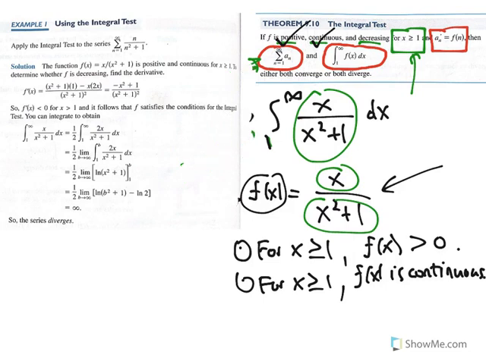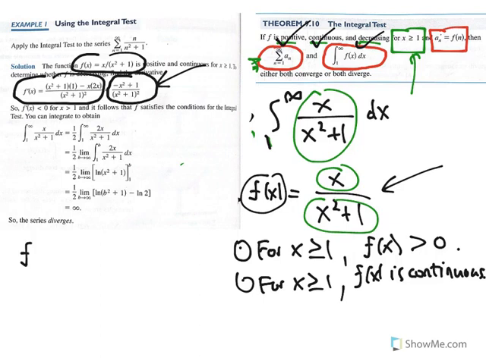So we're going to go ahead and find the derivative of f of x using the quotient rule. And when you simplify the derivative, this is what we have. And now we need to determine that the derivative is negative for x greater than 1. Because if that's the case, then by the test for decreasing functions, the function must be decreasing for x greater than 1, which would satisfy the requirements of the integral test for the function f. So how do you know that this derivative is going to be negative when x is greater than 1?